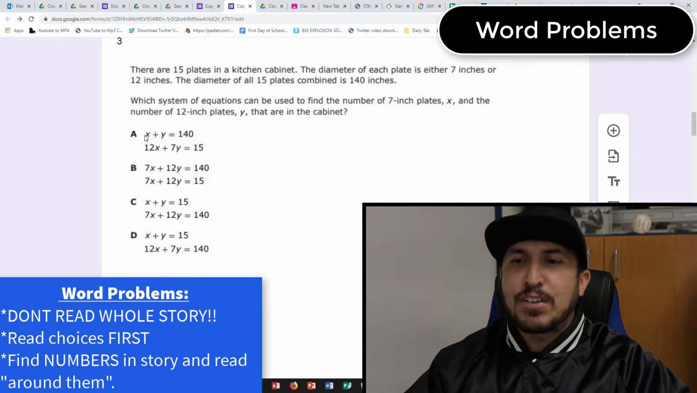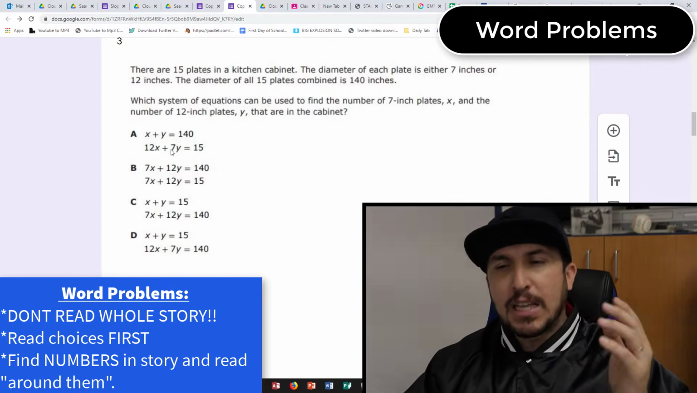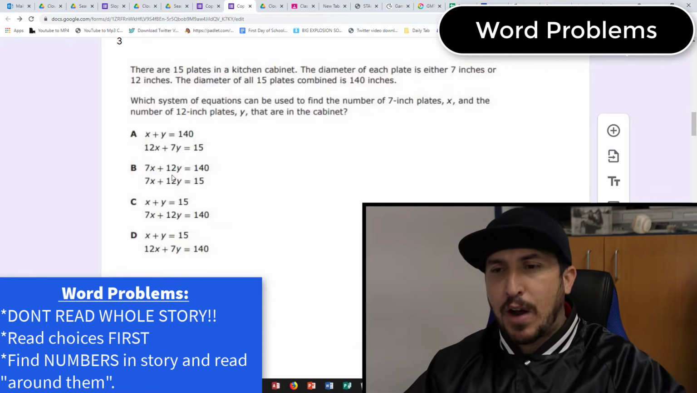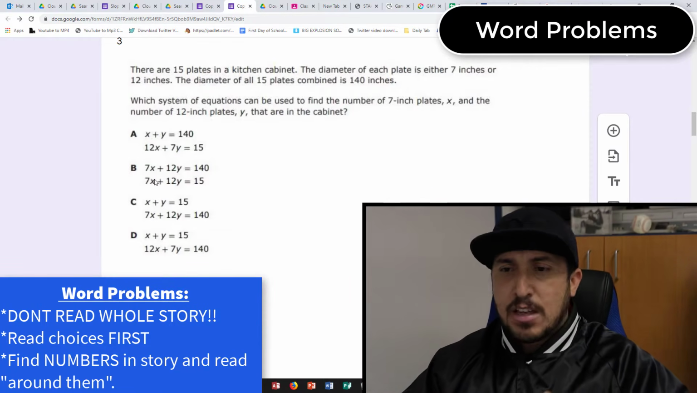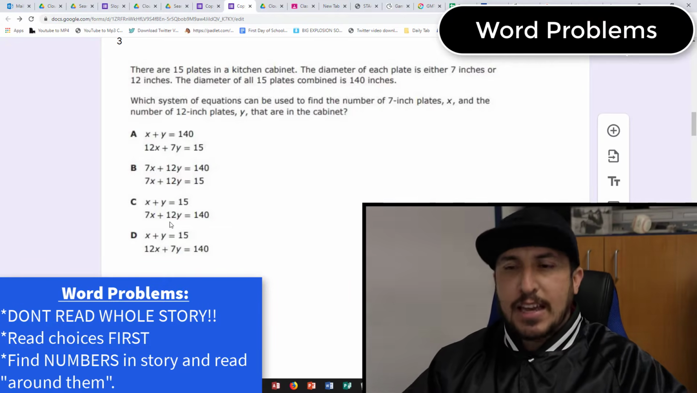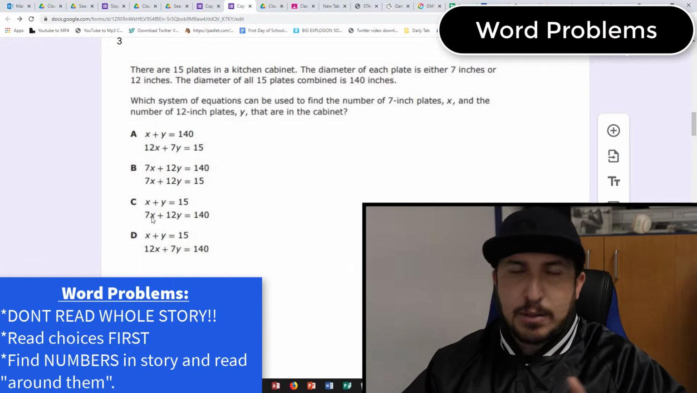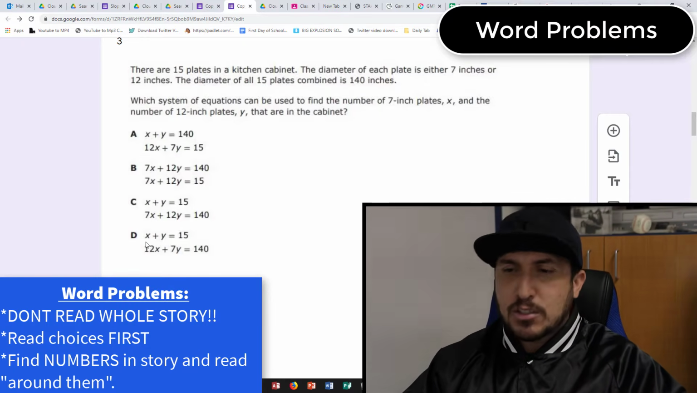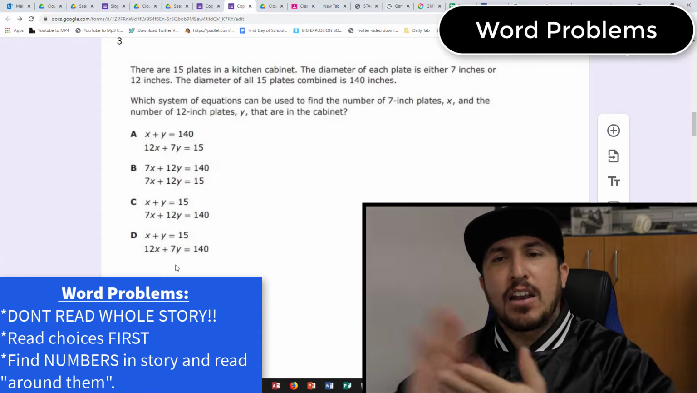Let's see, does choice A have a 7x, 12y? Nope, they got it backwards. So A is all the way gone. Does choice B have 7x, 12y? Heck yeah, he does. He has it twice, actually. So I like him, check mark. C, is there a 7x, 12y? Yes, there is, right here, the second equation. Does choice D have 7x, 12y? Nope, he sure doesn't, so he's gone. A is gone, D is gone.